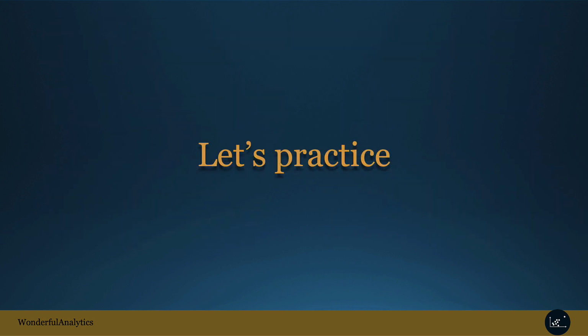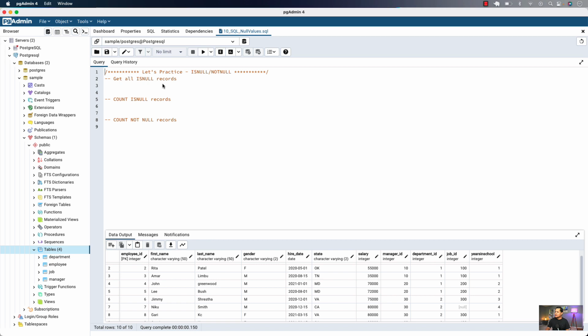Now let's head over to pgAdmin and show you how to use ISNULL and NOTNULL with an example. Okay, so here I am in pgAdmin. Let's practice ISNULL and NOTNULL. So first, let's get all null records from the table.